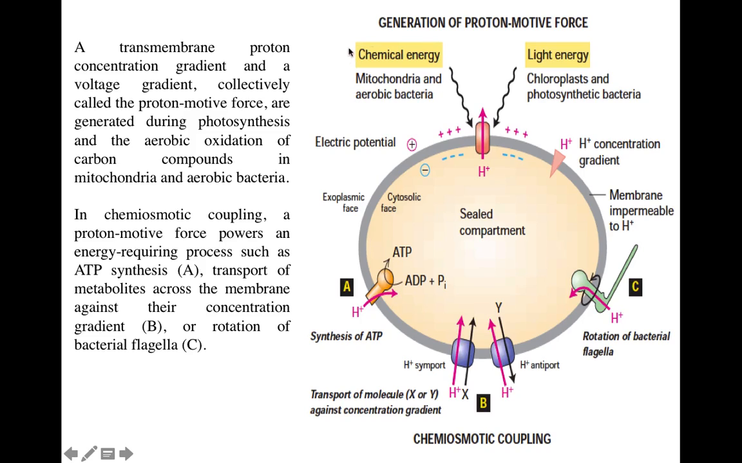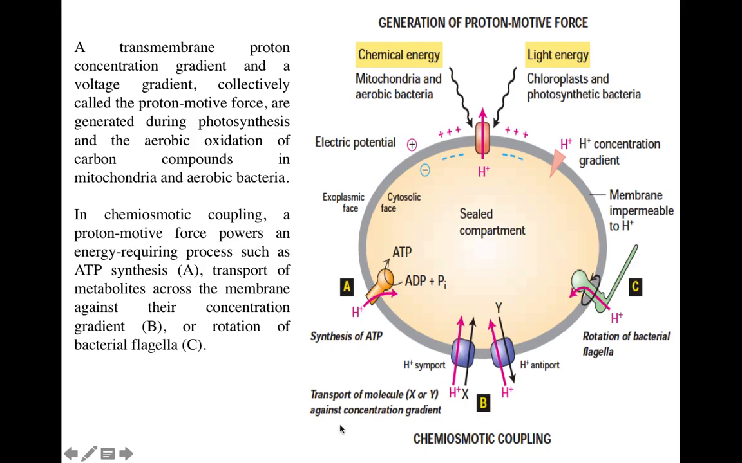It is generated from chemical energy in case of mitochondrion and aerobic bacteria, what we have just studied, and it is generated by the light or from the sunlight in case of chloroplasts and photosynthetic bacteria. Now this proton motive force can perform lots of different functions. For example, we have just studied that this proton motive force is involved in synthesis of ATP. So when protons move through ATP synthase, they help ATP synthase synthesize ATP from ADP.